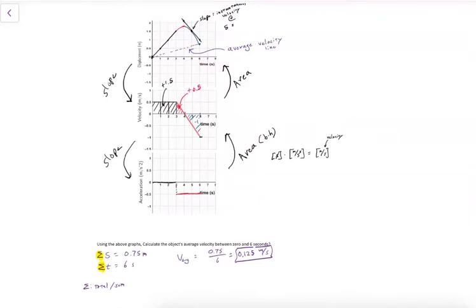Now, where we're heading next is, can we use these graphs to get to kinematics equations? So that will be where we're heading next. You will be receiving a practice problem to work after this video that you will complete before next class.